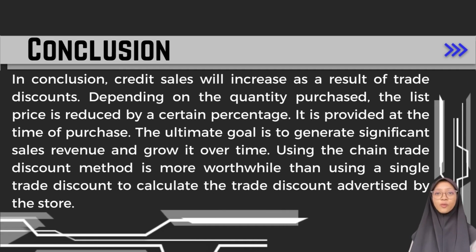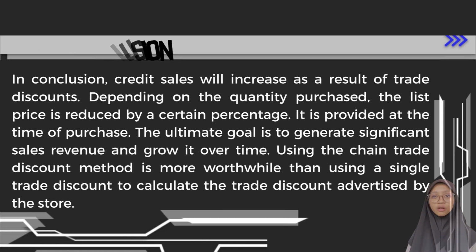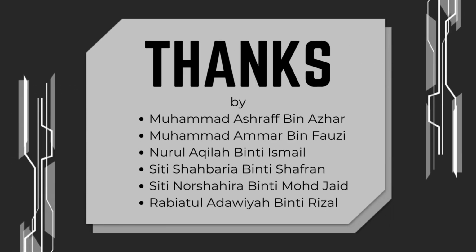I want to tell about the conclusion of trade discount. In conclusion, credit sales will increase as a result of the discount. Depending on the quantity purchased, it is provided at the time of purchase. The ultimate goal is to generate significant sales revenue and grow it over time. Using the chain discount method is more advantageous than using a single trade discount to calculate the trade discount advantage by the store.